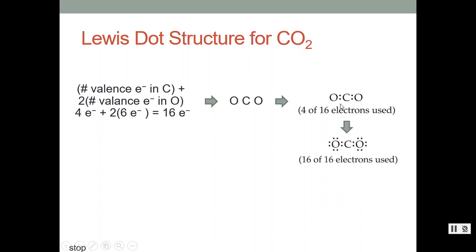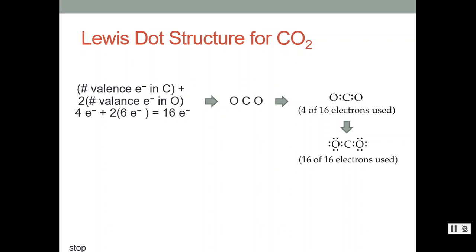I now have to go ahead and complete the octets on my outer atoms. Doing that, I have now used all 16 of my 16 valence electrons. I can't add any more. Both oxygens are happy because they have an octet, but that carbon is not happy. That carbon is not happy because it does not have an octet.